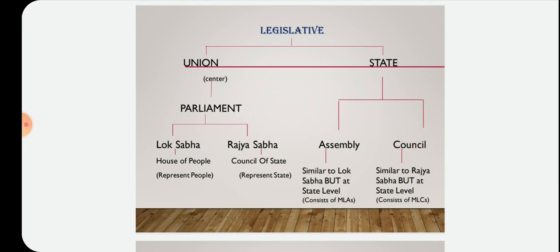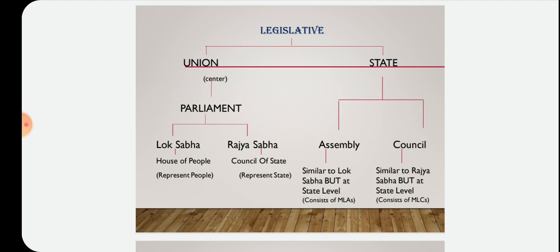Bicameral legislature means that any state that has both a state legislative assembly and a state legislative council is known as a bicameral state. Now, in the state legislative assembly, you will find MLAs, members of legislative assemblies. And in the state legislative council, you will find MLCs, members of legislative councils. The difference is simple. The assembly is a place where you will find MLAs, and the council is a place where you will find MLCs. This is the basic difference.